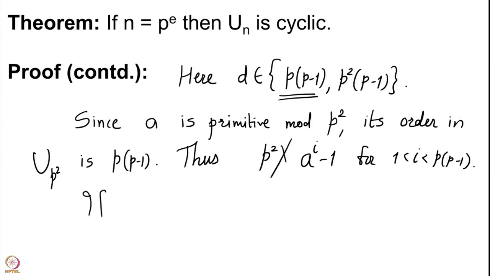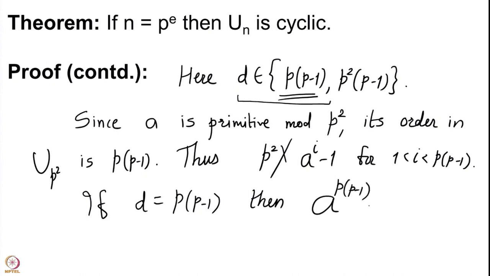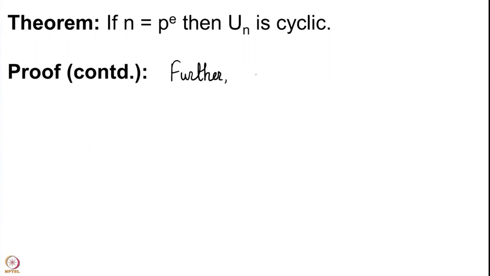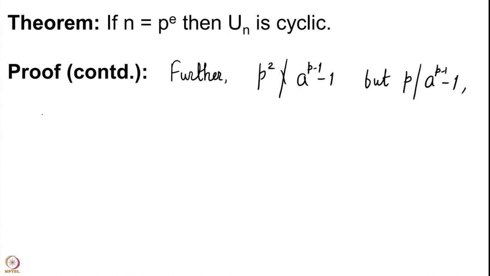And now assume that d is p into p minus 1. Then remember this is the order modulo p cube, then you have that a power p into p minus 1 is congruent to 1 modulo p cube. Okay, so it tells you that p cube divides a power p into p minus 1 minus 1. Further, p square does not divide a to the p minus 1 minus 1, but p divides a to the p minus 1 minus 1. This is because a is primitive.